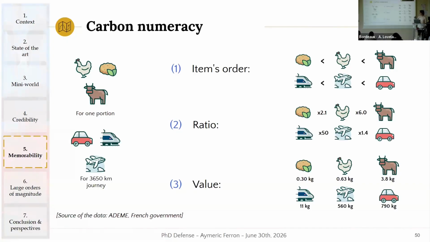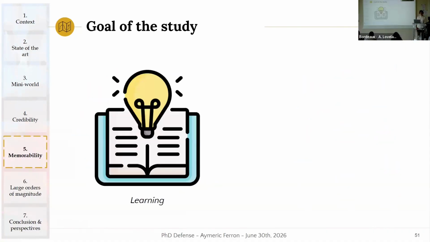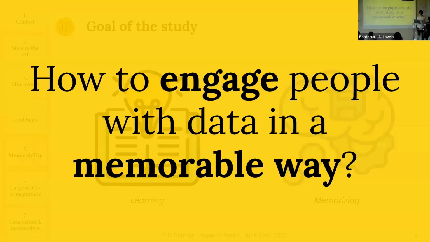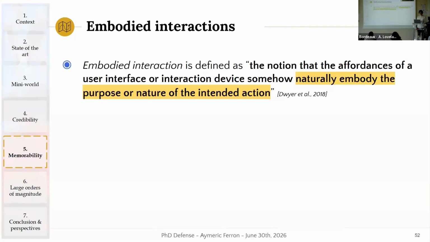And so we also use this data set about transport. The goal of the study was twofold: to see if people could learn about those data, and also, depending on the condition, if people could memorize better. So the question that drove us to this project was how to engage people with data in a memorable way. To do so, we decided to use some embodied interactions. In the context of immersive analytics, embodied interactions are defined as a notion that the affordances of a user interface or interaction device somehow naturally embody the purpose or nature of the intended actions.